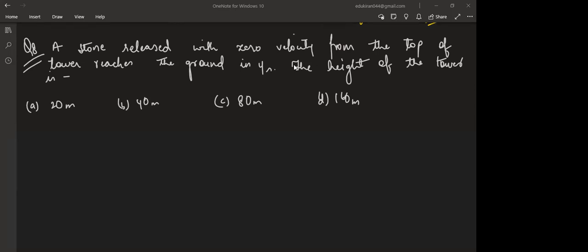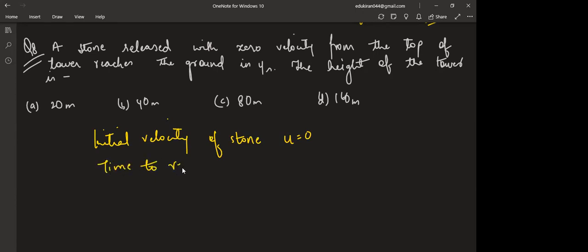Yes, so till now only Aksa has given the correct answer. Look here, class. Initial velocity of the stone, we are taking it as 0 because it is released with 0 velocity. So u is 0. Time to reach the ground is 4 seconds.